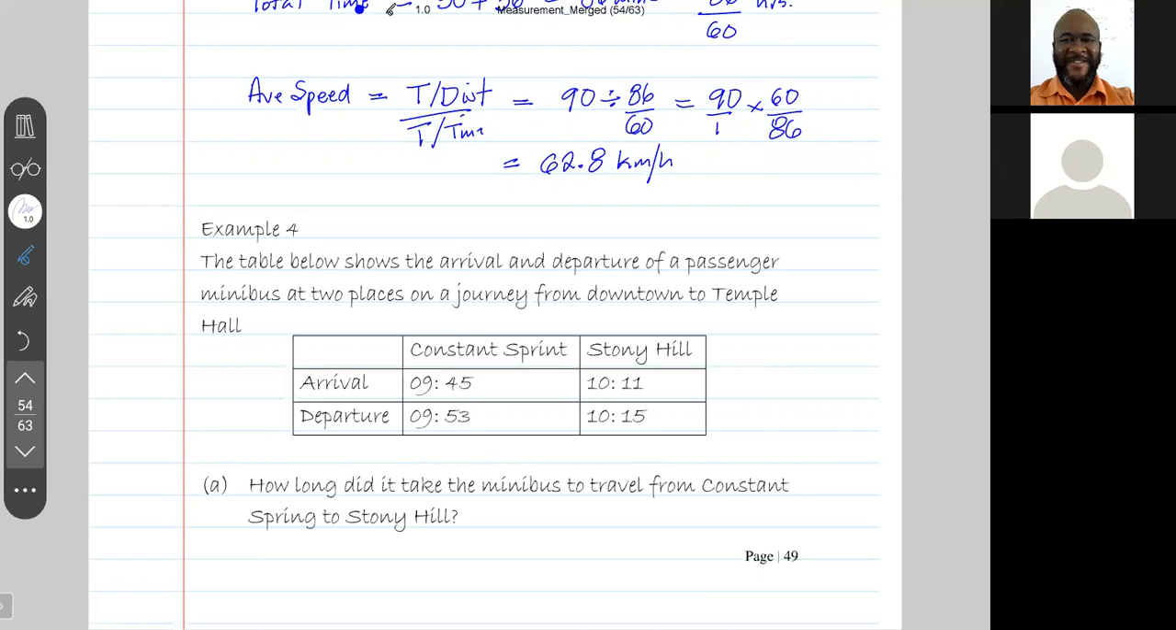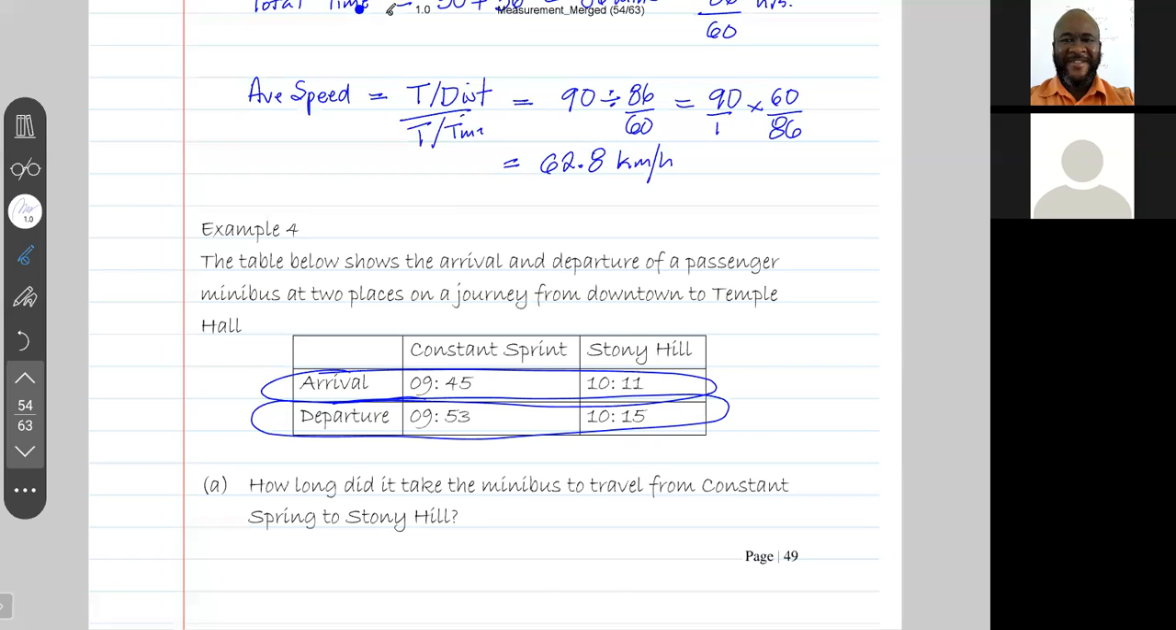Now, the bus arrived at Constant Spring. So the first place the bus reached is Constant Spring. This row is dealing with arrival and this row is dealing with departure. So the bus arrived at Constant Spring, coming from, let us say, Crossroads or Half Way Tree. It reached Constant Spring at 9:45. The conductor spent about 8 minutes to call other passengers. Then they leave Constant Spring at 9:53.